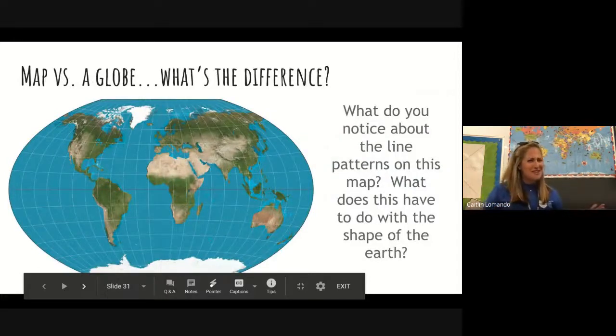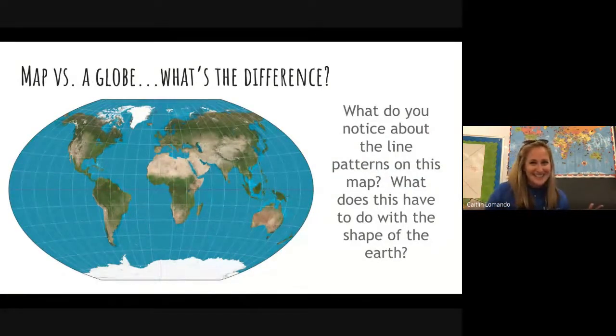A map versus a globe. What's the difference? What do you notice about the line patterns on this map? What does this have to do with the shape of the Earth? Maybe you've seen a map like this before. Maybe you've noticed lines like this before. What do they mean?